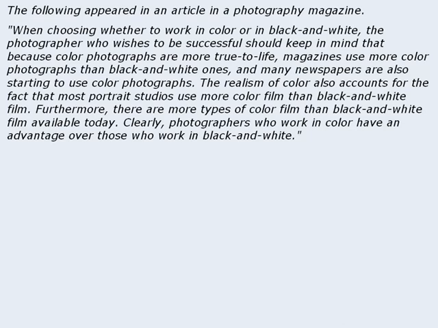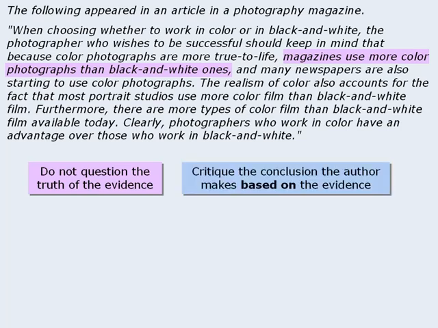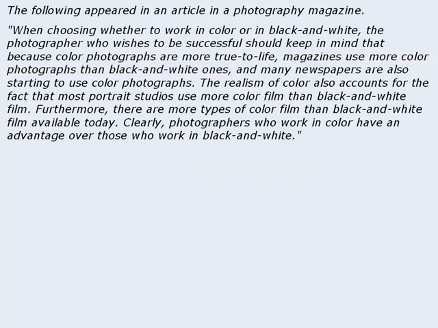Now, please remember that we're looking for points that suggest the author's conclusion does not necessarily follow from the evidence. So when we're doing this, we must not question the truth of the evidence. For example, in this argument, we cannot question the fact that magazines use more color photographs than black and white photographs. We must assume that this information is true. All we can do is critique the conclusion the author makes based on this information. Okay, given that, let's find some flaws.